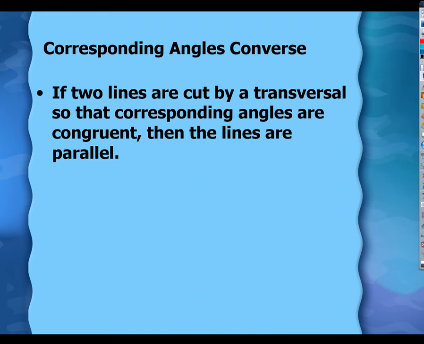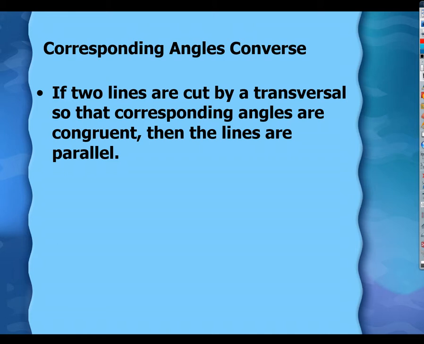The corresponding angles converse, and all the converse means in geometry is we're going to flip around the if-then statements. It just says, if two lines are cut by a transversal, so corresponding angles are congruent, then the lines are parallel. So instead of the if being the lines are parallel, it's the then part of the statement, right? So these converses of those original statements are the ones that we would use to prove that lines are parallel, right? Sean, this way. Does that make sense?